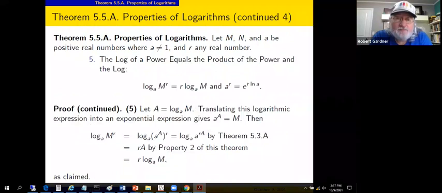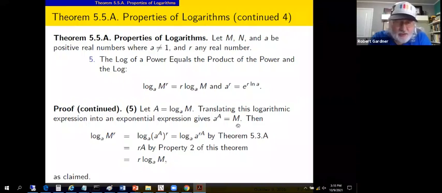Next, log base a of m to the r power equals r times log base a of m, and then another little claim that we'll prove on the next slide. Okay, let's take capital A equals log base a of capital M again, and let's translate this log expression into an exponential expression. It becomes, again, lowercase a to the capital A equals m.